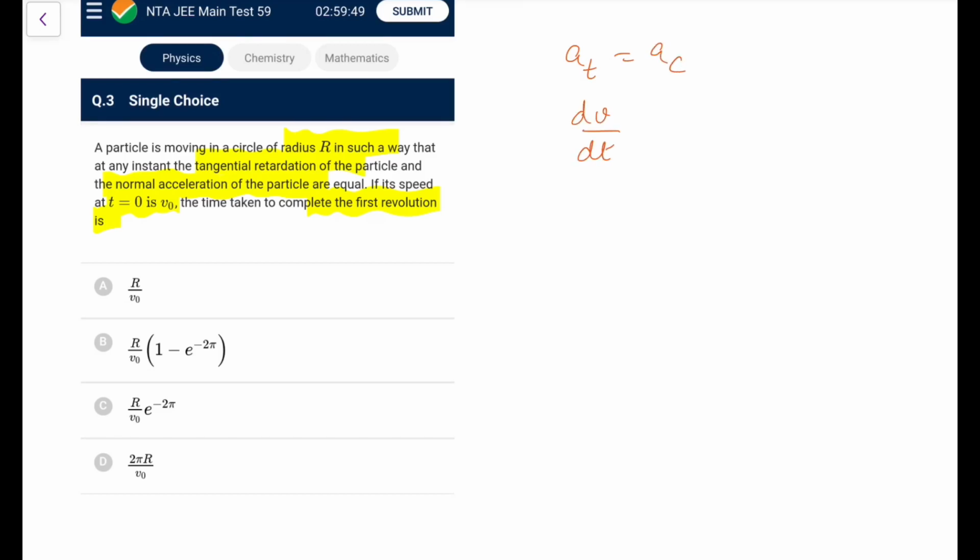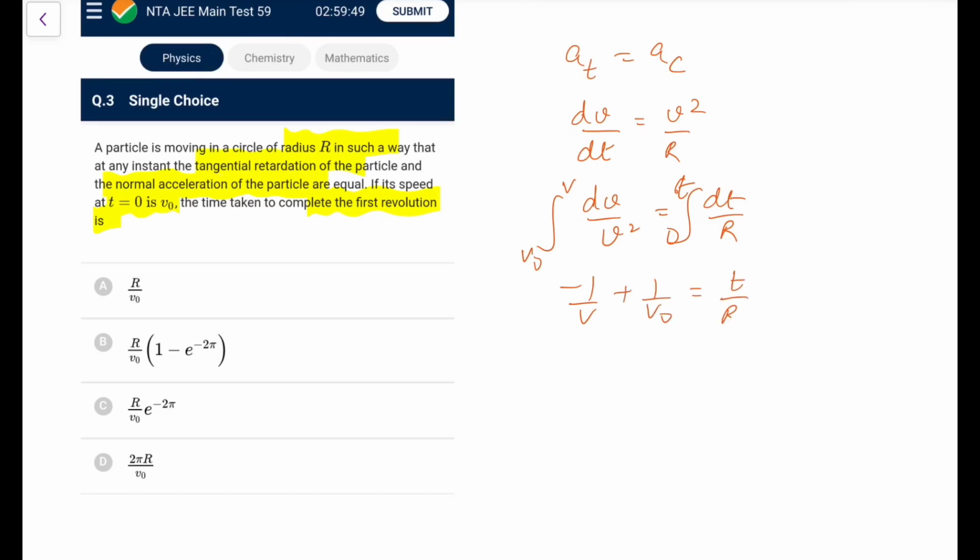Just remember this v is speed, that would be equal to v square by r. So from here, if I can find out v as a function of t, yes, I can find out what it is. dv by v square is dt by r integrated from v naught to v, and it is from 0 to t. So this would be minus 1 by v plus 1 by v naught equals t by r.